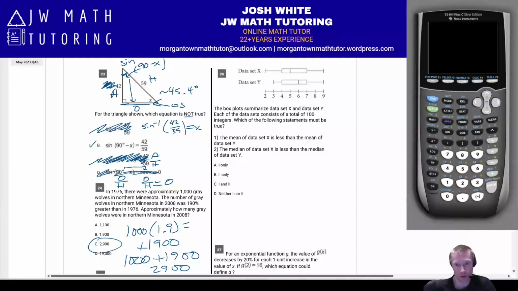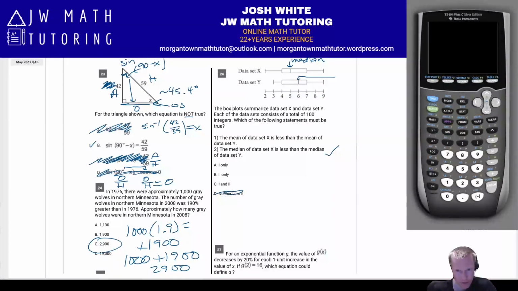Now, question 26, here we have two box plots. Which of the statements must be true? I'm going to start with number 2 first, the median, because the median in a box plot is always the line in the middle of the box. So the median value is always given in a box plot. When you look at these, you can clearly see the median for X, which looks like it's at 5, is less than the median for Y, which looks like it is at 6. So 2 is absolutely correct.